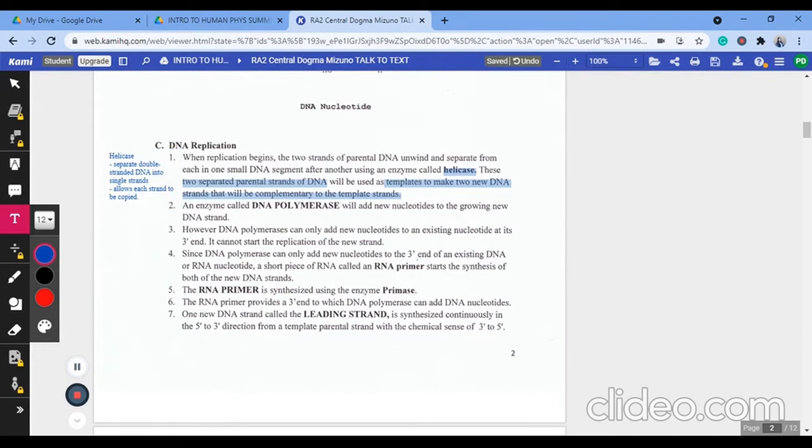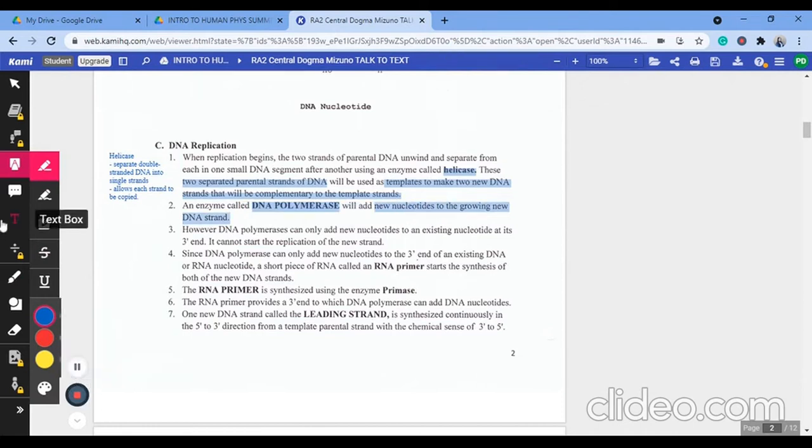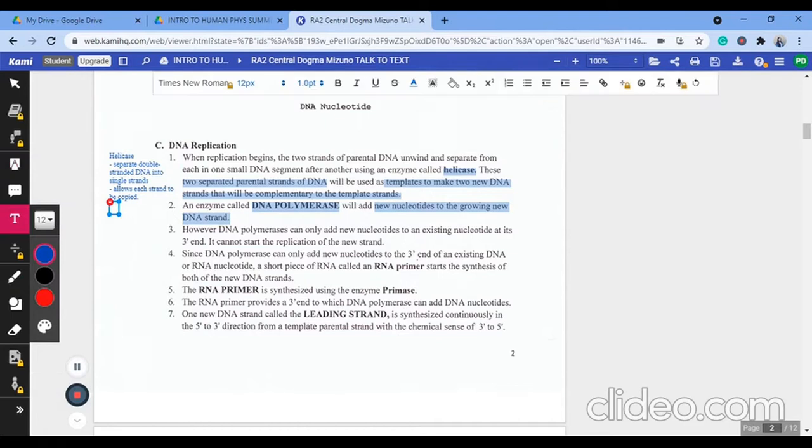So an enzyme called DNA polymerase will add new nucleotides to the growing DNA strand. Okay, so in that case, DNA polymerase is used to assemble nucleotides, so I could assume that these are probably like the building blocks of DNA.